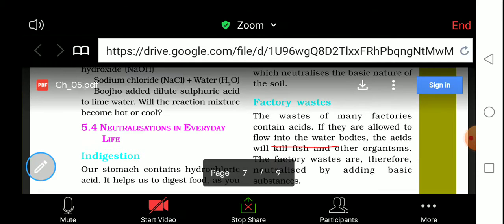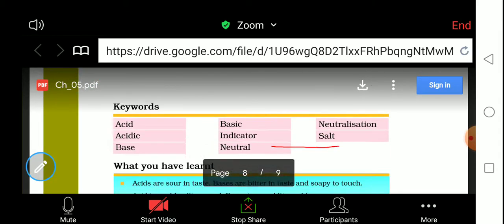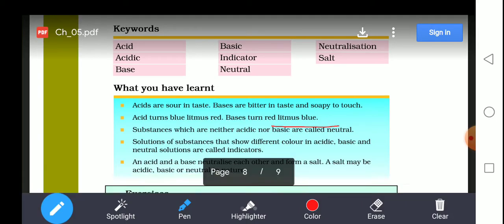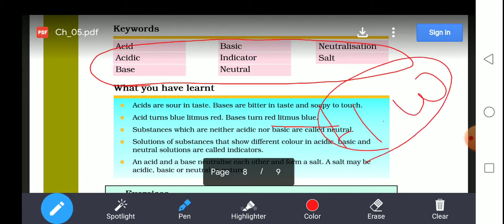So this chapter is completed. I will give the solution of this chapter as a PDF. You have to write only the keywords: acid, acidic, base, basic, indicator, neutral, neutralization, salt. Write the definition of every keyword. This is your homework. You have to write it in your fair notebook.